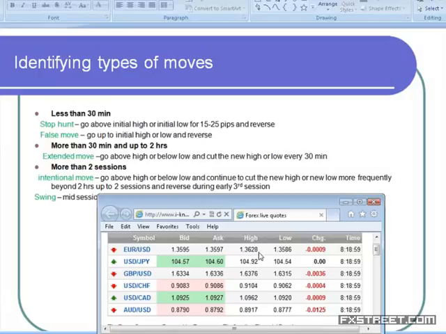Swing is the one where they are trying to move without breaching the high, without breaching the low. They just make small 10 to 15 pips, or sometimes 23 pips, swings near the high, near the low, or between the low and the high, etc.